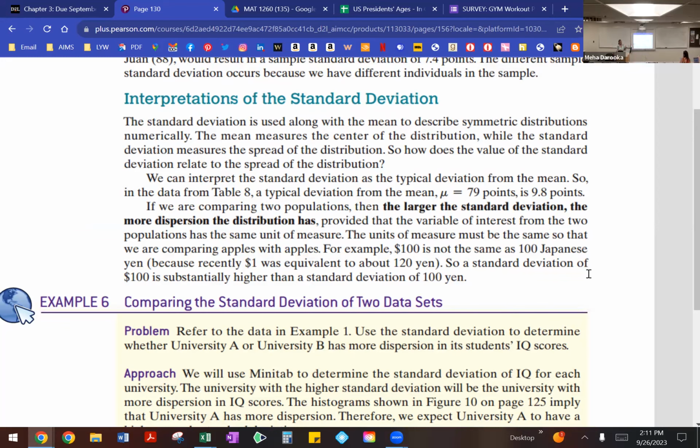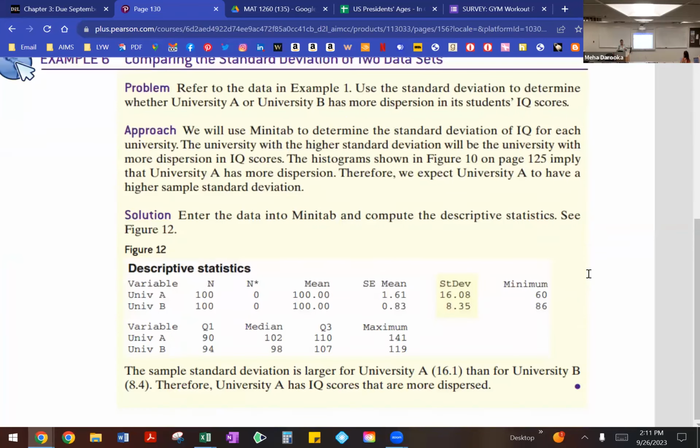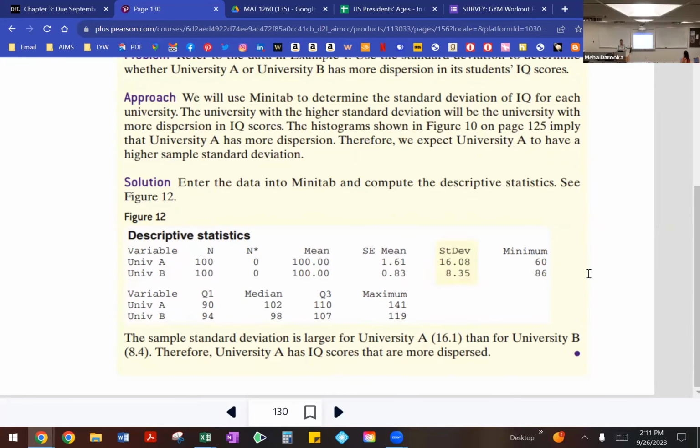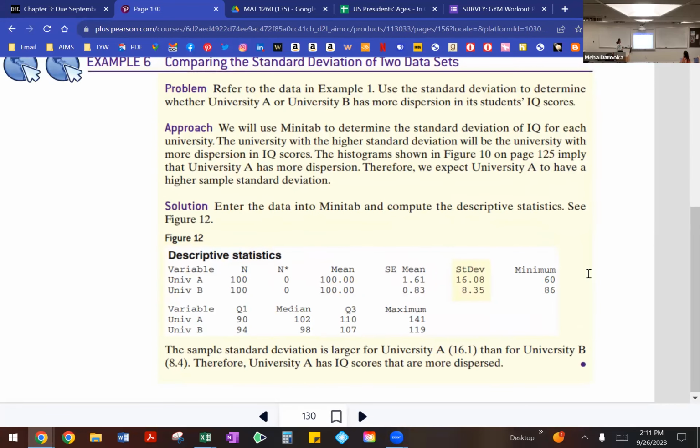And when we actually talk about normal distribution in chapter 6, you will again see how this ties in together. We'll be doing a little bit of the empirical rule in chapter 3 just to introduce you guys to that idea, but we'll deep dive into normal distribution in chapter 6. So we're just introducing that concept to you. And you can see right over here in this example, they're talking about determining whether University A or University B has more dispersion in its students' IQ scores.